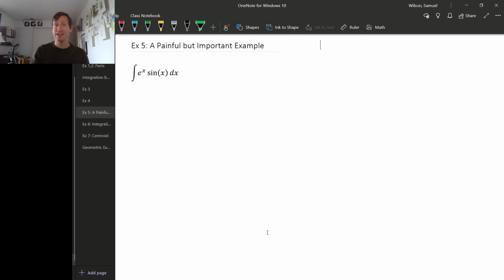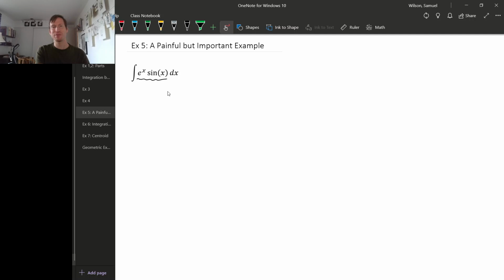Integration by parts can help out in some surprising situations. Here's a classic example of this. Let's find the integral of e to the x times sine x dx. This might seem like a crazy function, but in fact it comes up in a lot of physical situations, so it's actually kind of important to know what the antiderivative of this function is.